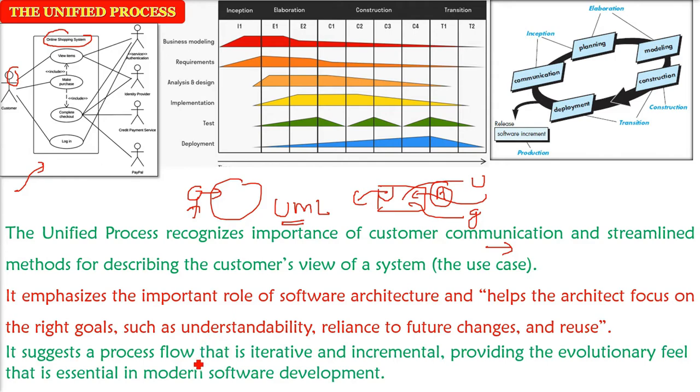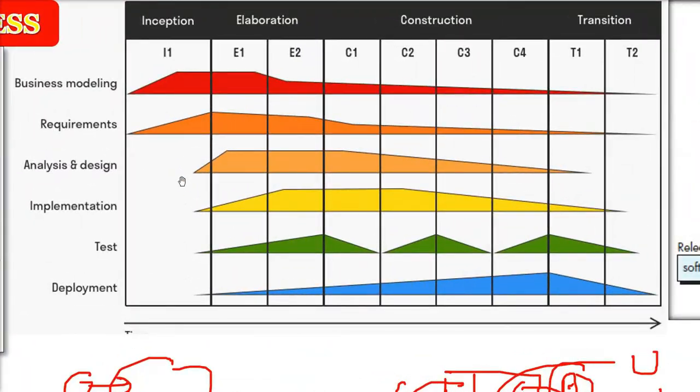So the process flow, because we talked about multiple process flows, this is iterative and incremental. Iterative means doing it again and again. Incremental means every time you produce something which is a higher version than the previous one. That is how you get an evolutionary feel of today's modern software development scenario. So I'll tell you about this picture. This is the unified process.